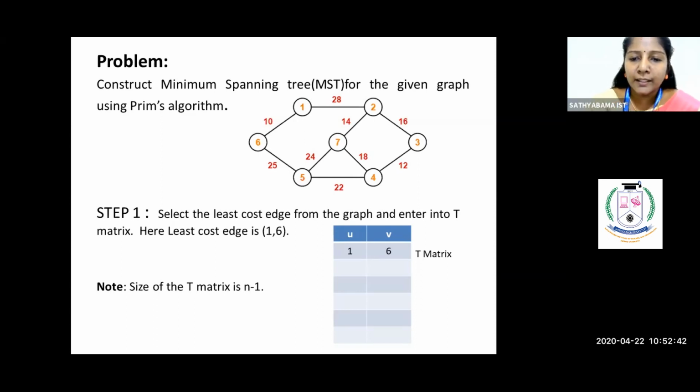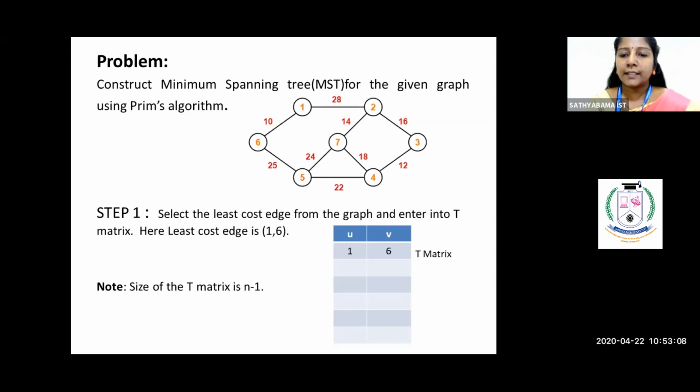Now we can see what will be the size of the T matrix. Look, this is very, very important. The size of the T matrix must be n minus 1. Here what is n? N denotes the number of vertices. How many vertices do we have in this graph? Totally 7 vertices. So n minus 1 is 6. So there should be 6 entries in the T matrix.